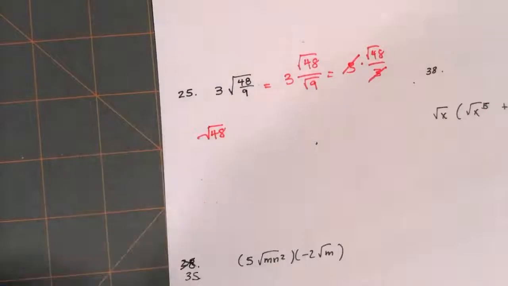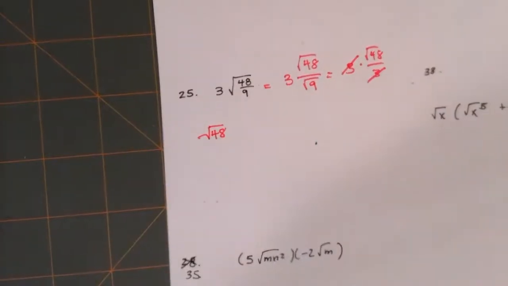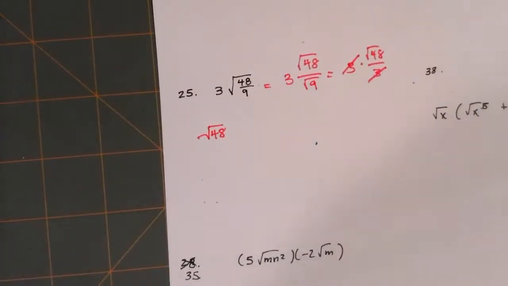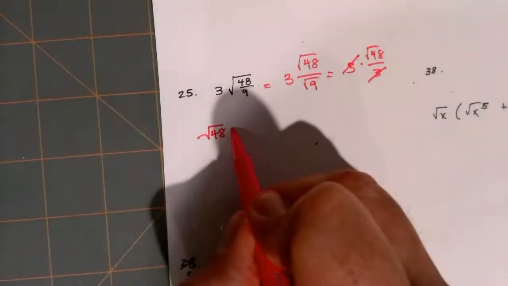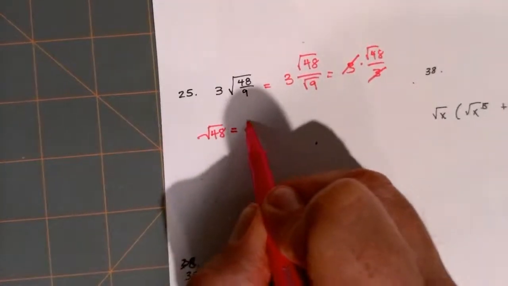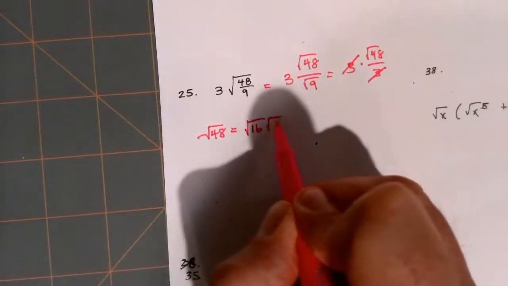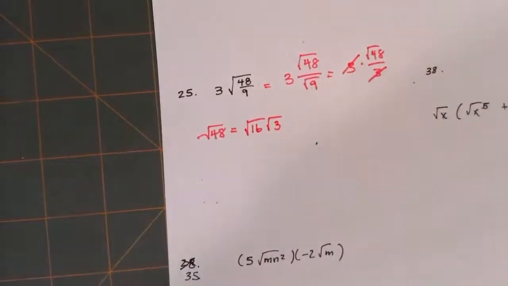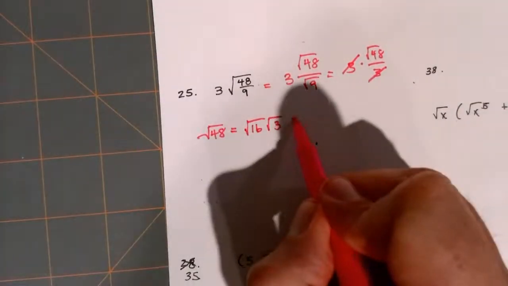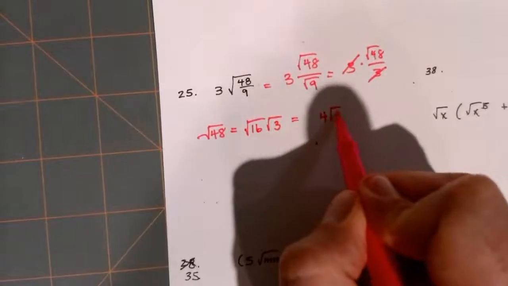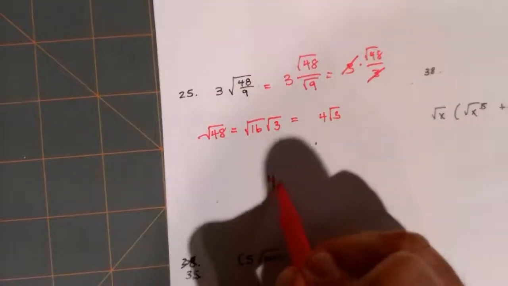Now this is the sort of one, you might think this is hard right now, but you're going to be able to, as soon as you see it, you're going to know what it is. Maybe not this year, but next year, right? So you get root 16 times root 3, which is in fact 4 root 3. So my answer here is 4 root 3.